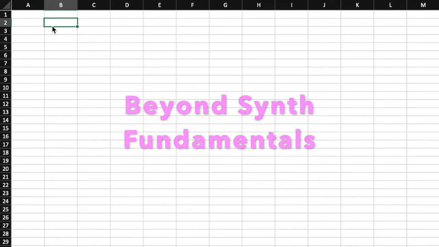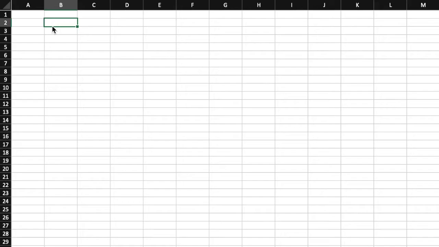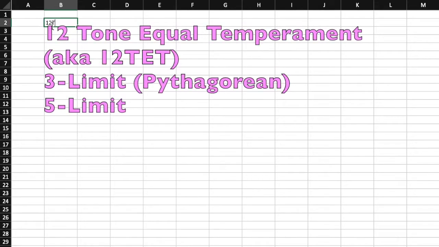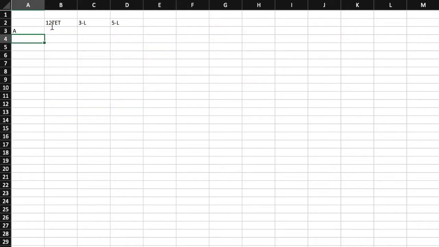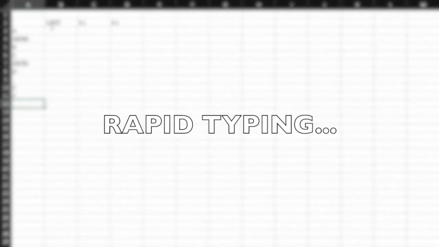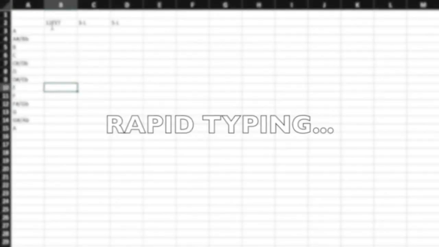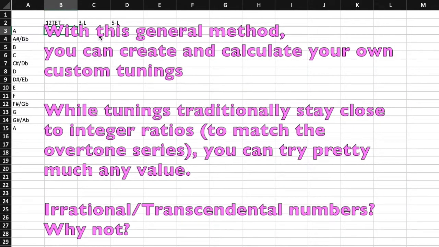Today what we're going to be doing is deriving 3 different tunings: 12-tone equal temperament, 3-limit tuning, which is Pythagorean tuning, and then 5-limit tuning. So we want A, and then A sharp, B flat. I'm going to just fast forward through all this so that you don't have to watch the whole thing. We'll just be using 440 for A because it's a very common reference. So the octave above that is 880.